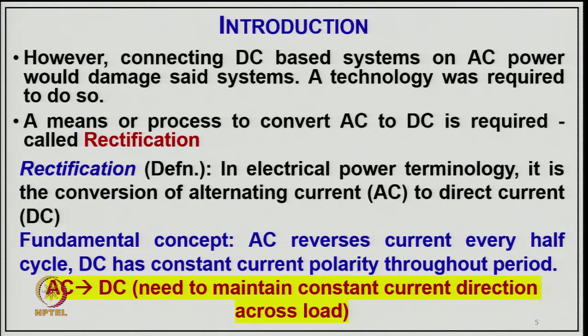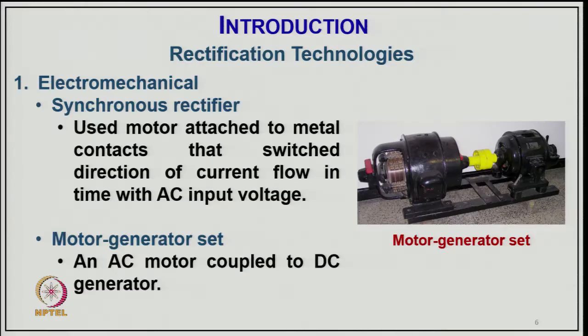Since there are plenty of loads which can operate more comfortably on a DC supply, we have to convert this AC into DC, and there are plenty of loads around which run really on DC. This rectification technology started first from electromechanical devices, typically the synchronous rectifier, which uses a motor attached to a metal contact that switches the direction of current flow in time with the AC voltage, and people used the motor generator set for the purpose.